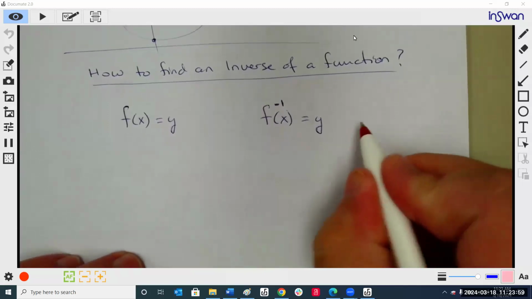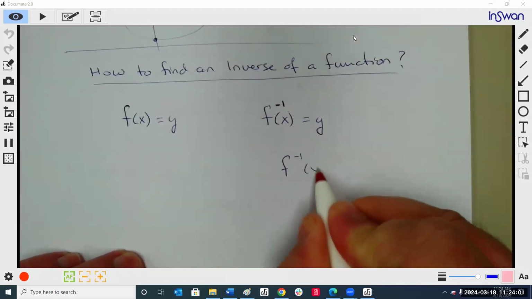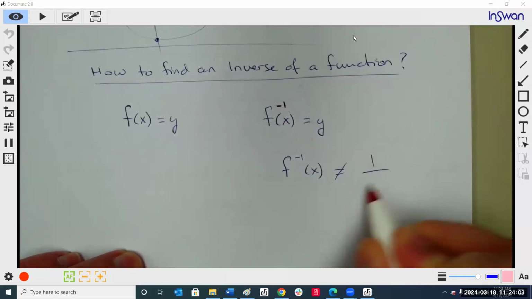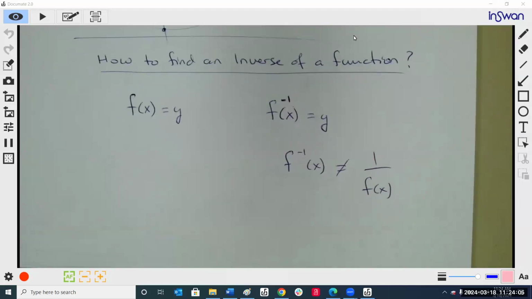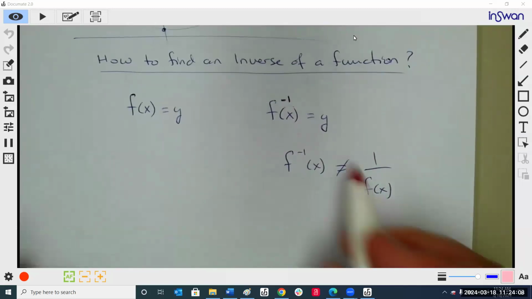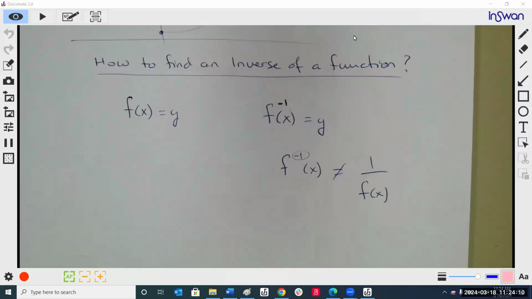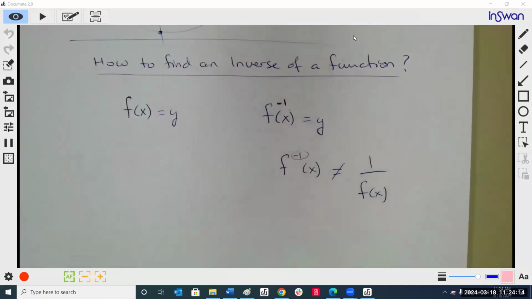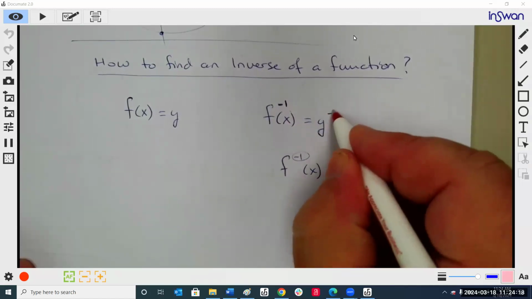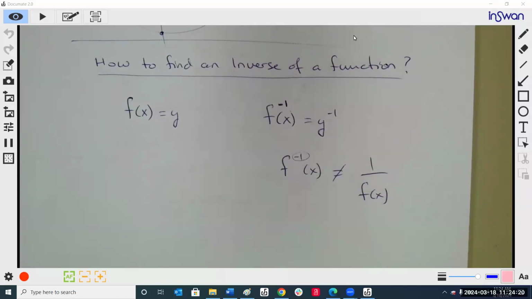It doesn't mean 1/f of x, because that's what the negative exponent would tell us. It's a reciprocal. When we deal with inverses, that's its own symbol there. That's very important.